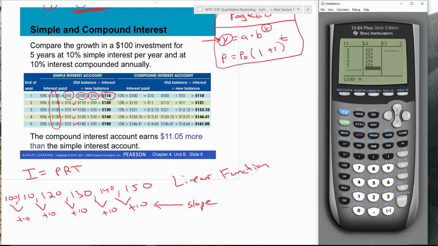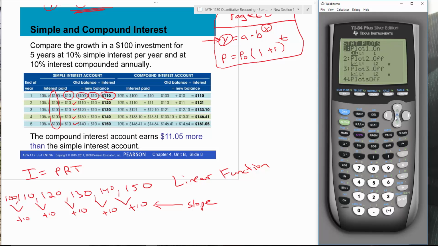So I can graph that. So I need to change my window. So for X, maybe do 0 to 6, going up by 1. For Y, I'll do 0 to 200, going up by 20, maybe. Hit graph.